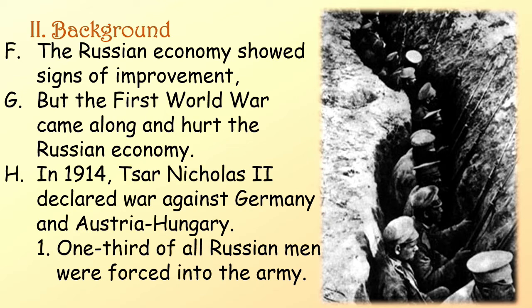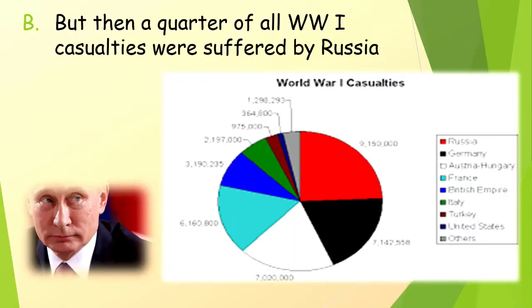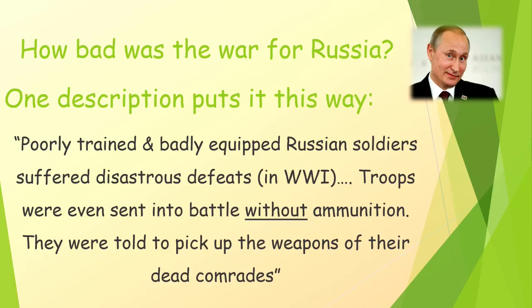Because in 1914, Tsar Nicholas II declared war against Germany and Austria-Hungary. One third of all Russian men were forced into the army. As a result, one quarter of all World War I casualties were suffered by Russia. How bad was the war for Russia? One description puts it this way: poorly trained and badly equipped Russian soldiers suffered disastrous defeats in World War I. Troops were even sent into battle without ammunition. They were told to pick up the weapons of their dead comrades.